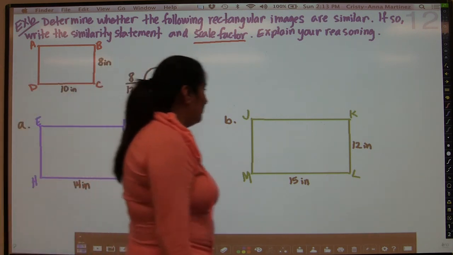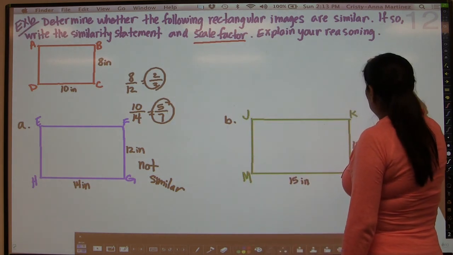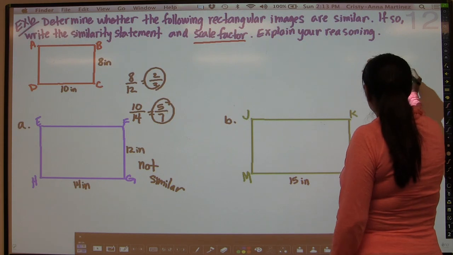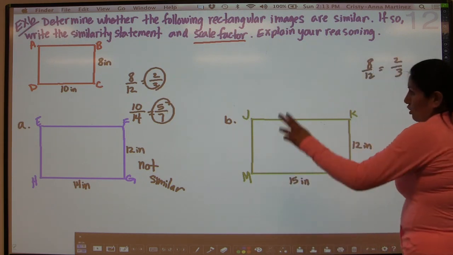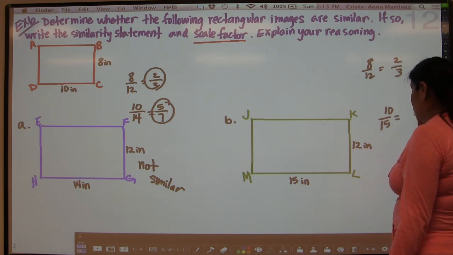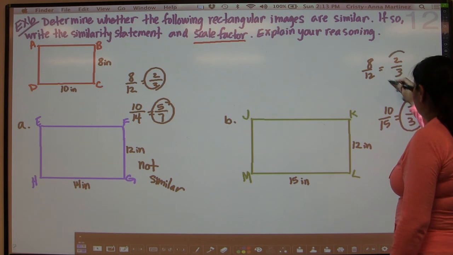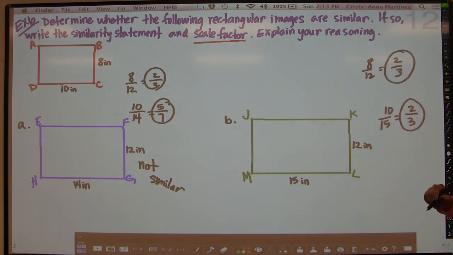Okay, so for part B, we try the same thing again. We're going to say 8 to 12, which we already know from before is 2 to 3. And then we're going to try to go from 10 to 15. And this time, 5 does go into 10 2 times, and 5 goes into 15 3 times. So now they do share the same ratio for the corresponding sides. So these side lengths are proportional, and since all of the angles are congruent, then these are similar.